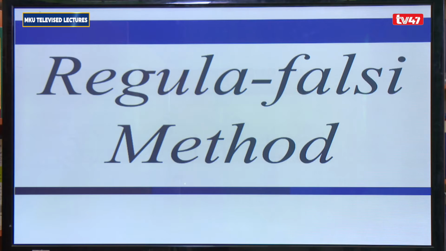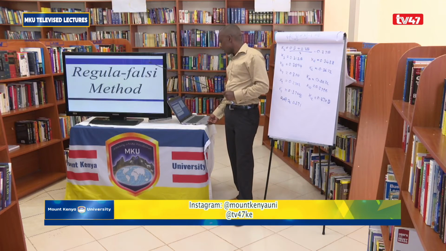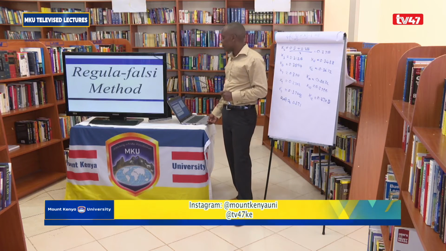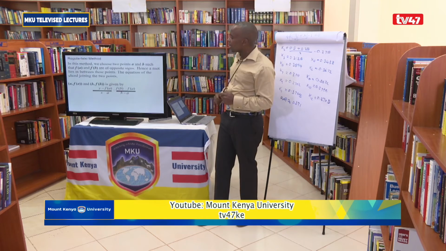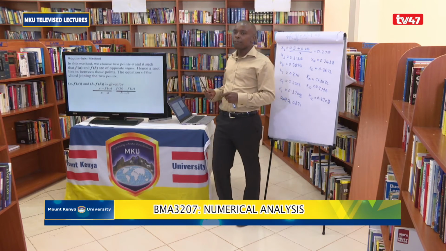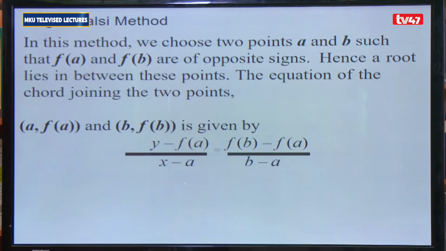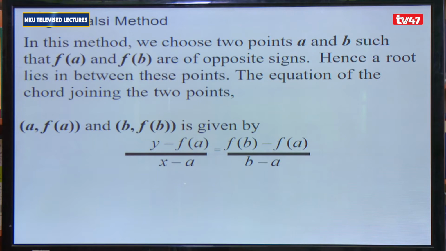So I want us now to look at the other method, which we shall use to approximate the roots of a transcendental equation or algebraic equation. And this is the regula falsi method. In this method, we choose two points, just like the bisection method. We choose two points, A and B, such that if we find f(A) and f(B), the two values should have opposite sign.